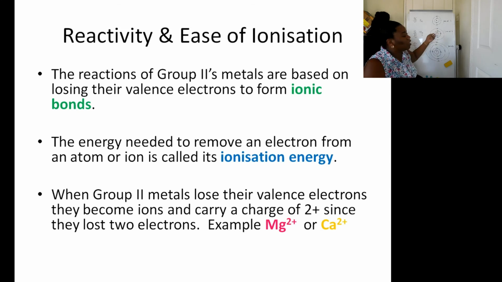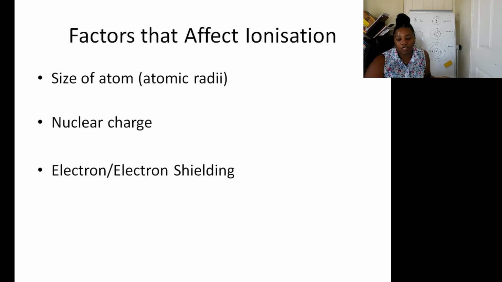So the first one is called the first ionization energy. The removal of the first electron is called the first ionization energy, and the removal of the second electron, second ionization energy. So when group 2 metals lose their valence electrons, they become ions and carry a charge of 2+ since they lost 2 electrons. Example, Mg2+ or Ca2+.